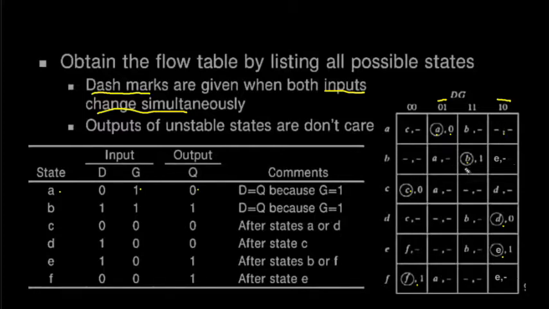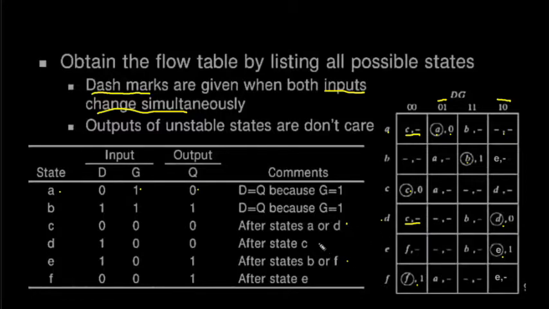From the state table, we can see that the state C having inputs 0, 0 is reached after A or D. So, in the first column, when the input is 0, 0 and the current state is A, the next state will be an unstable state C. The output will be a don't care. Similarly, for current state D and input 0, 0, next state is an unstable C with output don't care. Similarly, I fill for all other states.